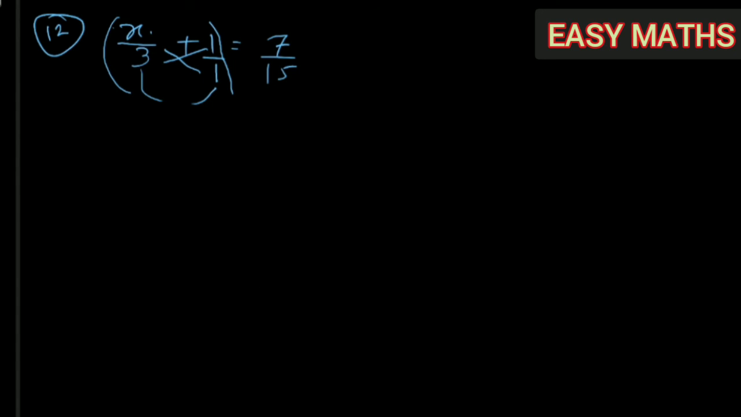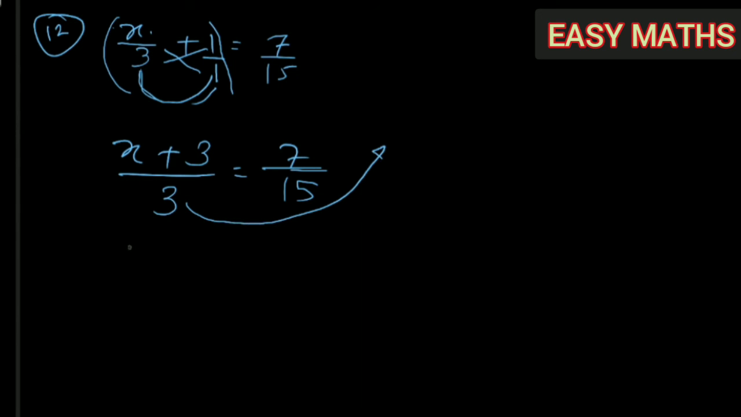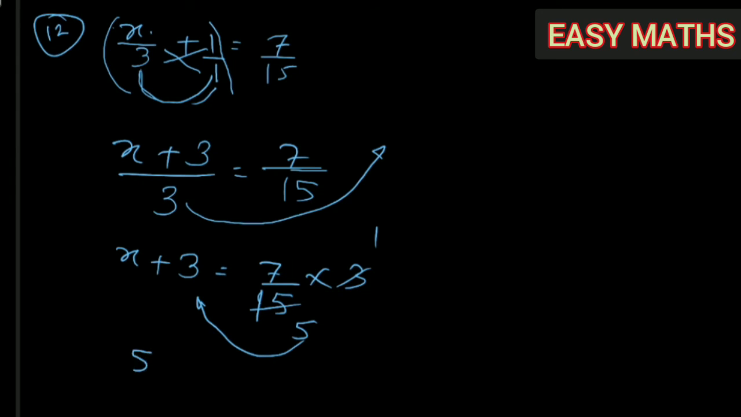So what we should do now, we have x into 1 is x plus 3 1s are 3. In the denominator 3 1s are 3 is equal to 7 upon 15. Now what I do is I take this 3 to that side. It will be x plus 3 equal to 7 upon 15 multiplied by 3. Divide became multiply. 3 1s are 3, 3 5s are 15. Now this 5 will go to this side. It will become multiply to x plus 3. X plus 3 into 5 equal to 7.